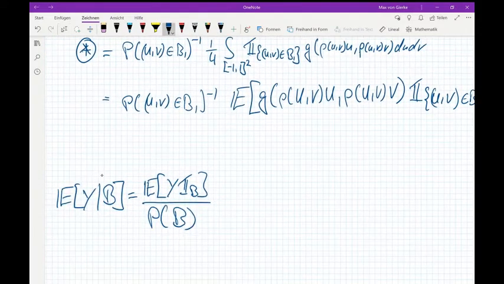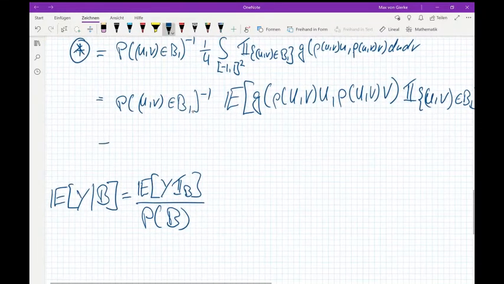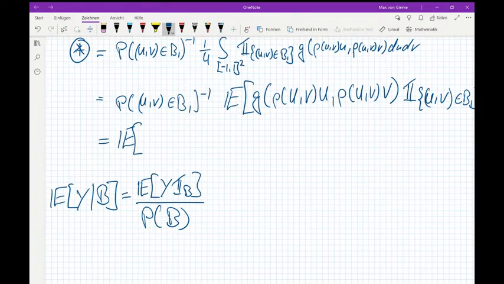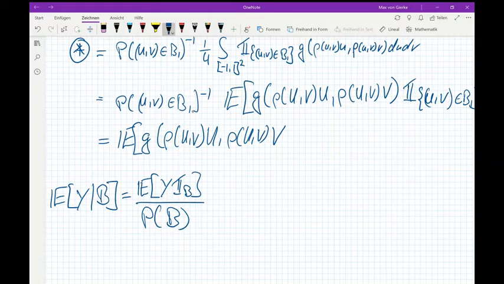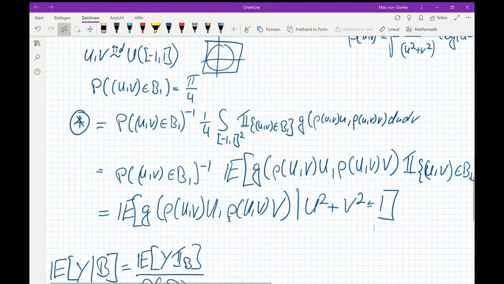But from this expression, and when we look at what we have up here, we have just the expectation of g(ρ u/v) times u, ρ u/v times v, conditioned on u squared plus v squared smaller or equal than 1. And well, if you look at it, this is exactly what Marsaglia claims.